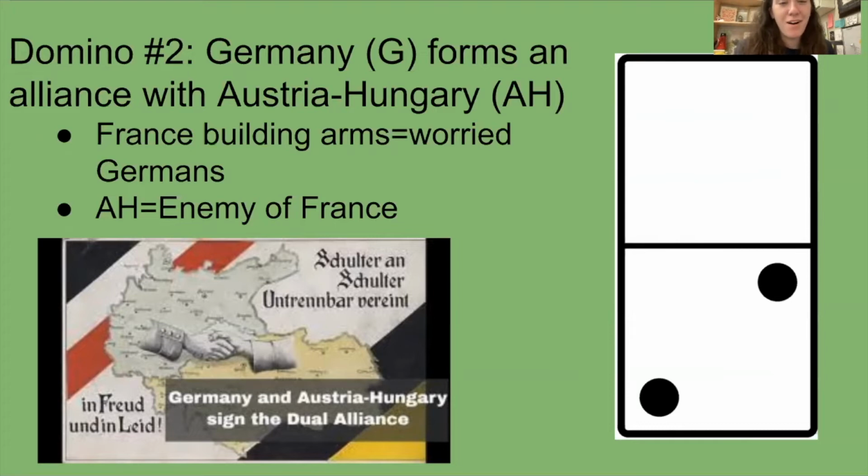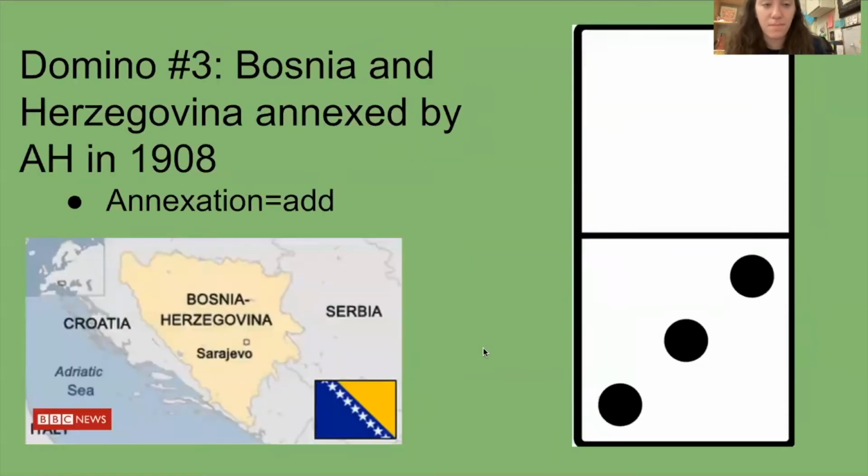Germany sees them building arms and immediately is like, okay, we're forming an alliance with Austria-Hungary, because Austria-Hungary was an enemy of France. France is continuing to build their arms, and Germany's like, nope. We got to get ready. But France hasn't done anything yet. But that is, I think, a valid reason to be worried. I don't know if I would jump to conclusions and side with France's enemy right there. But anyway, that's what they do.